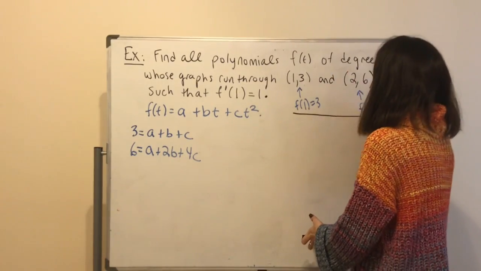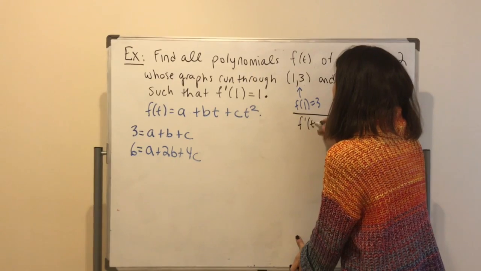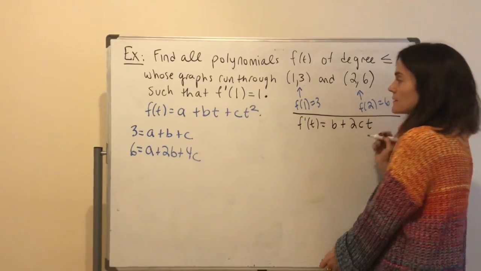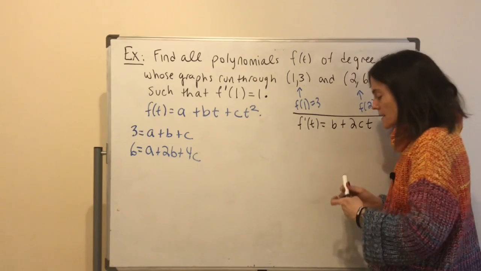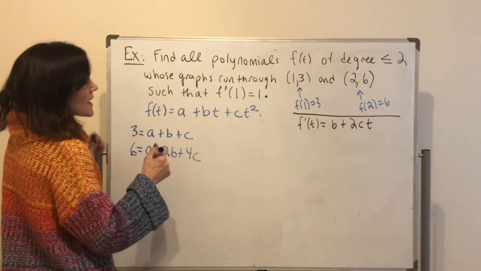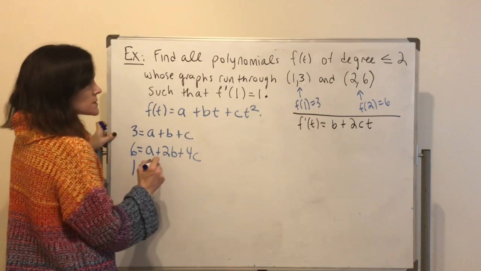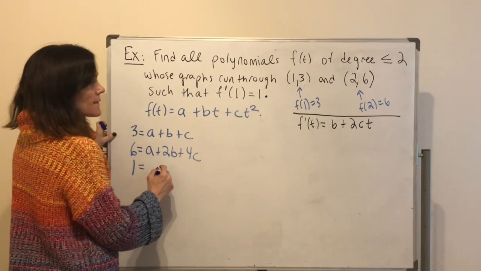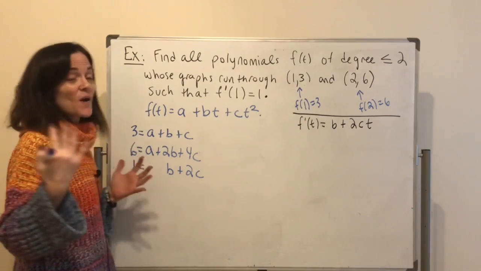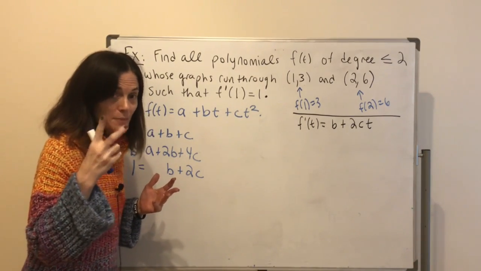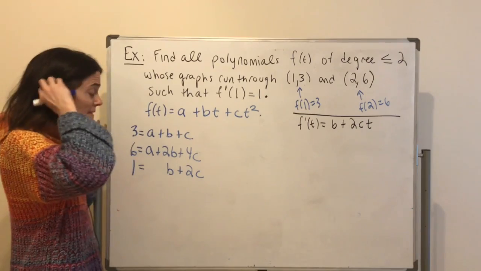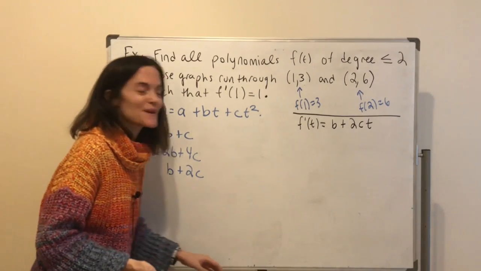Okay, so if this is my function, then f prime of t, well, this is a polynomial. It's b plus 2ct. Now evaluate this at 1. This is going to give our third equation. We should have f prime of 1 is 1. So 1 equals 0a plus b plus 2c. The only difference is instead of having x, y, and z, I have a, b, and c, and I've put the constant parts on the left-hand side versus the right-hand side.